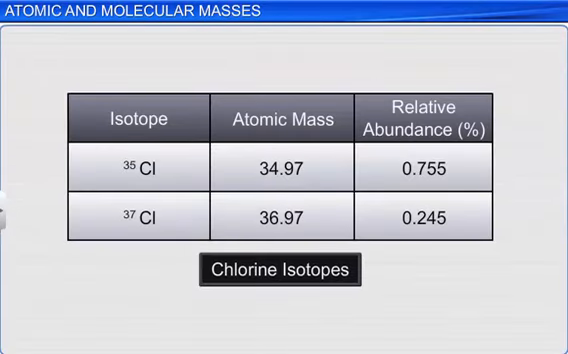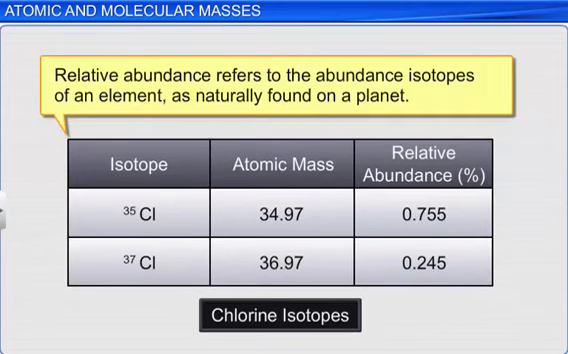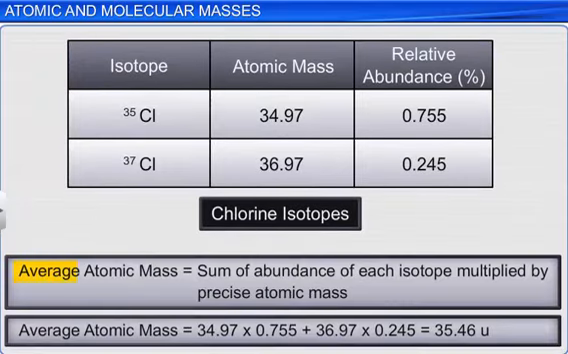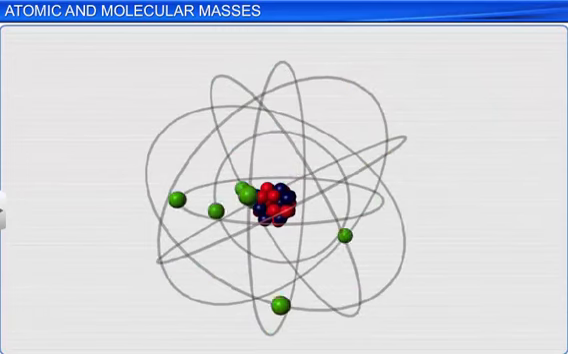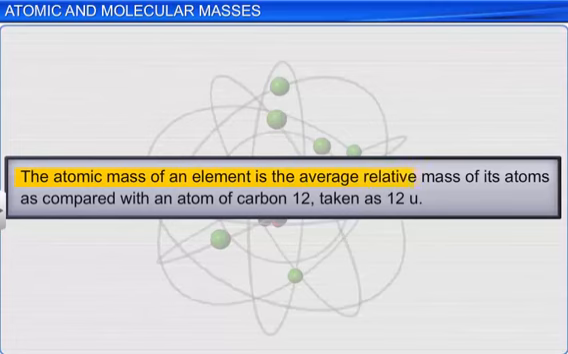For example, chlorine has 2 isotopes with atomic masses of 34.97 and 36.97 units respectively. The relative abundance of the isotopes is 0.755 and 0.245 respectively. Relative abundance refers to the abundance of isotopes of an element, as naturally found on a planet. Average atomic mass is the sum of the abundance of each isotope multiplied by the precise atomic mass. Thus, the average atomic mass of chlorine is calculated as 35.46 U. Hence, the average atomic mass was redefined as the average relative mass of the atoms of an element as compared with an atom of carbon-12 taken as 12 U.